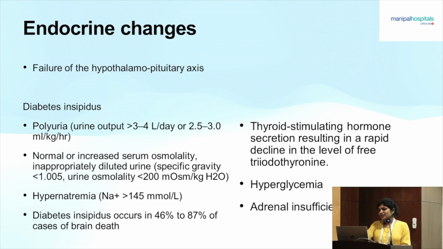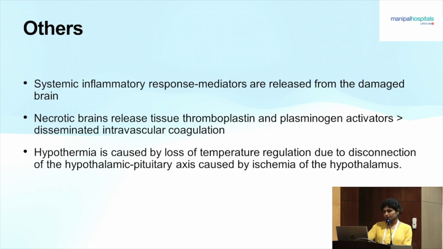The other thing is, there can be reduction in the free triiodothyronine levels, hyperglycemia, adrenal insufficiency. And you'll see that there is a big inflammatory response, mainly because of some mediators released by the damaged brain. Necrotic brain tissue will also release some tissue thromboplastin and plasminogen activators, which can cause a DIC-like picture. And you'll see hypothermia also, because of suppression of the HPA axis. So these are the different changes that we can see during brain death.